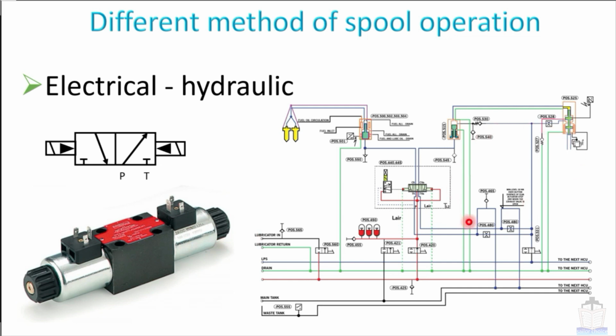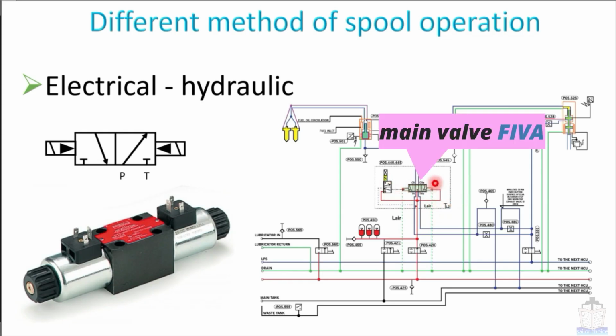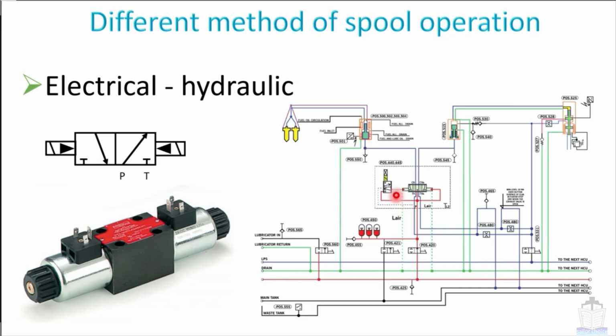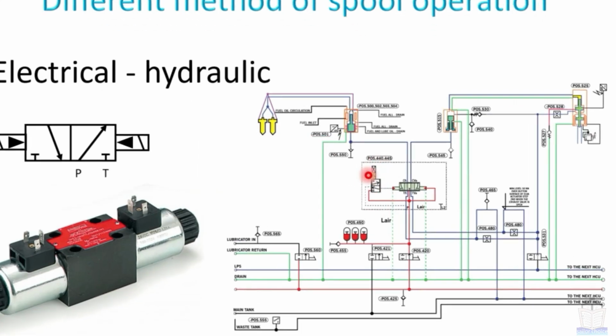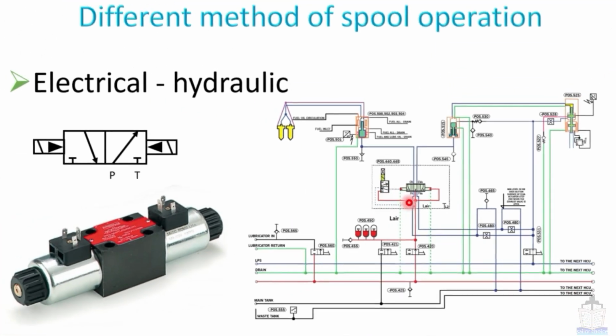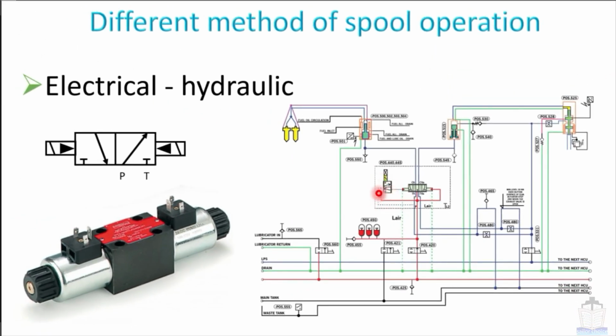This is the picture of the hydraulic system of the ME engine. In this picture you can see that this is the main valve, which is called the FIVA valve, and this is the pilot valve, which I have just described before. This pilot valve is operated electrically. You can see this tilted line is there, and hydraulic oil is being regulated through this pilot valve.